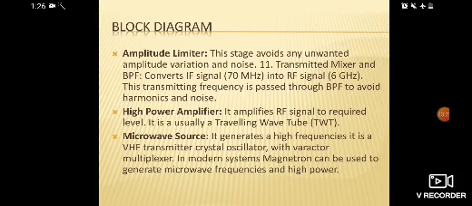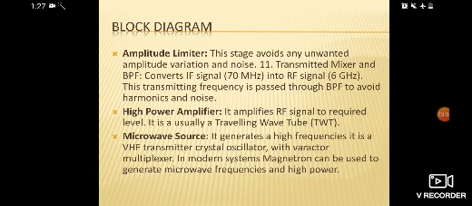And the next one is the high power amplifier, which is used to amplify the RF signal to the required levels. The name already indicates that it is a high power amplifier, which amplifies the RF signals to the required levels, and it usually uses a TWT, that is a traveling wave tube.